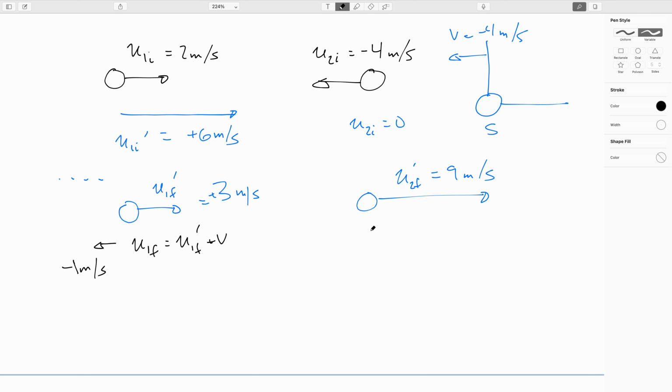And we could do the same exercise here, and they would conclude that this was going to the right at 5 meters per second. This would be U2F prime plus V again. So oftentimes it's easier to do these kinds of calculations in a frame where one thing is at least initially stationary, because it makes the math 0. This was the sort of thing you did when you learned about elastic collisions.